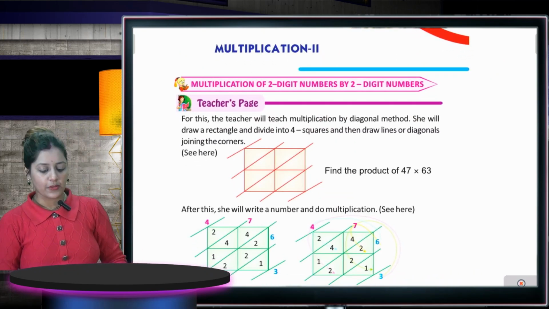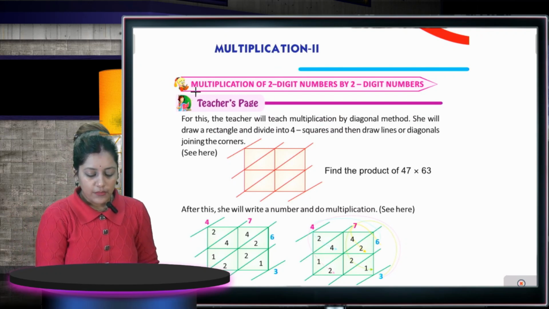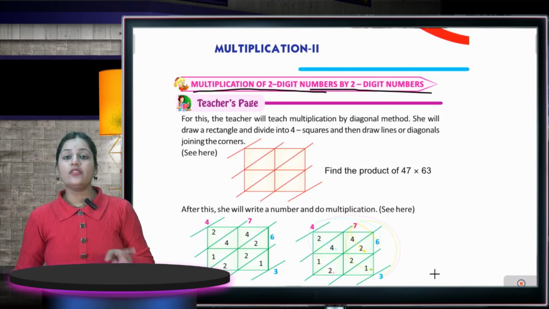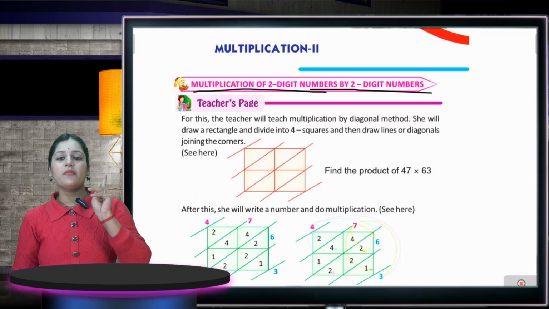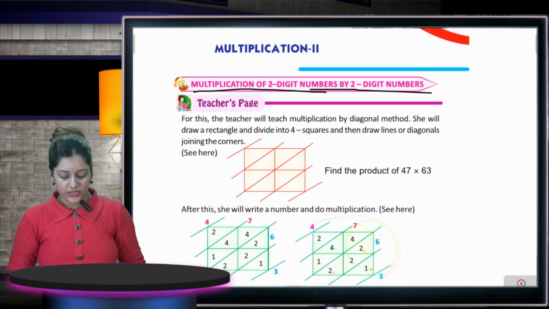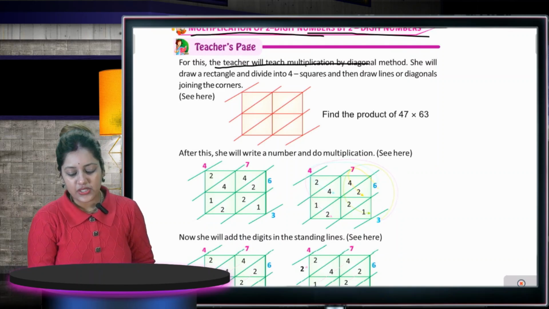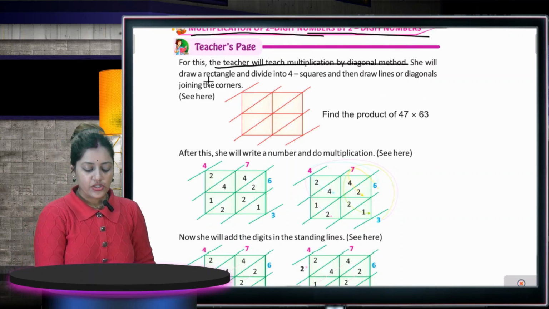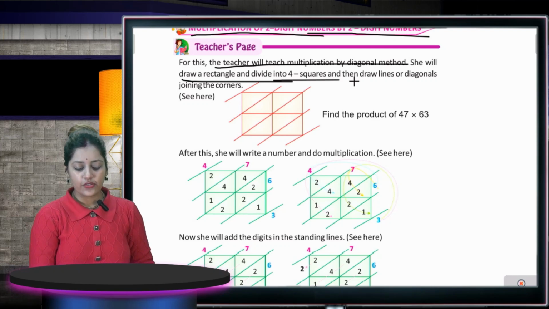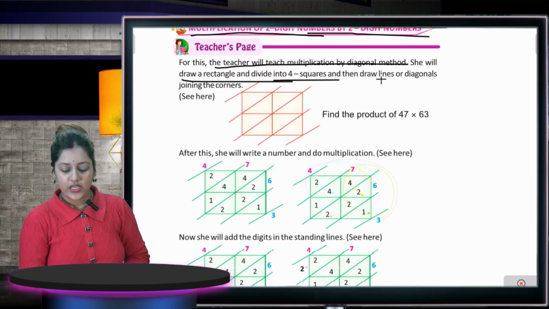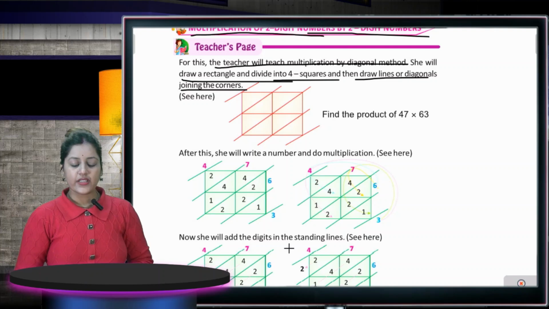This one is your multiplication 2. Multiplication of a two-digit number by a two-digit number means you have to multiply a two-digit number by a two-digit number. So let's start our chapter. For this, the teacher will teach multiplication by the diagonal method. She will draw a rectangle, divide it into 4 squares, then draw lines joining the corners.